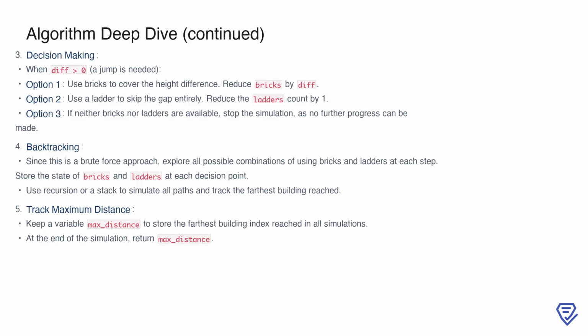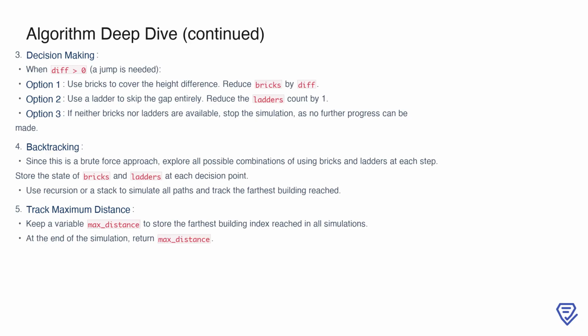There are three options. First, we can use bricks to cover the height difference, which reduces the number of bricks by the value of diff. Second, we could use a ladder, which allows us to bypass the gap entirely, reducing the ladder count by 1. Finally, if we lack both bricks and ladders, we cannot make the jump and must stop our simulation at that point. Since this is a brute force approach, we explore every possible combination of these decisions.